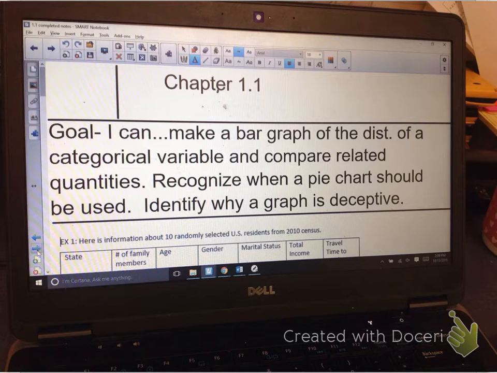Your goal is: I can make a bar graph of the distribution of categorical variables and compare related quantities. Recognize when a pie chart should be used and identify why a graph is deceptive.